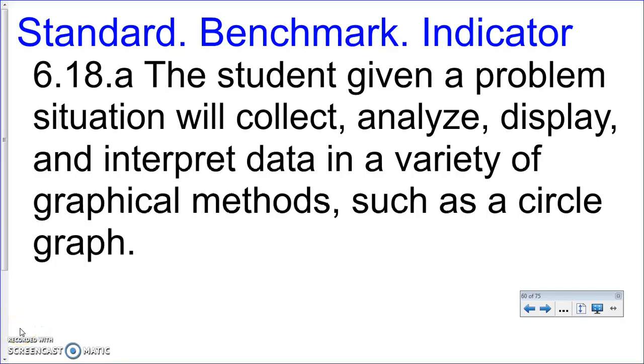Today we are learning about circle graphs, also known as pie charts. Please copy the standard benchmark indicator down on a clean page in your math notebook. The student, given a problem situation, will collect, analyze, display, and interpret data in a variety of graphical methods, such as a circle graph.